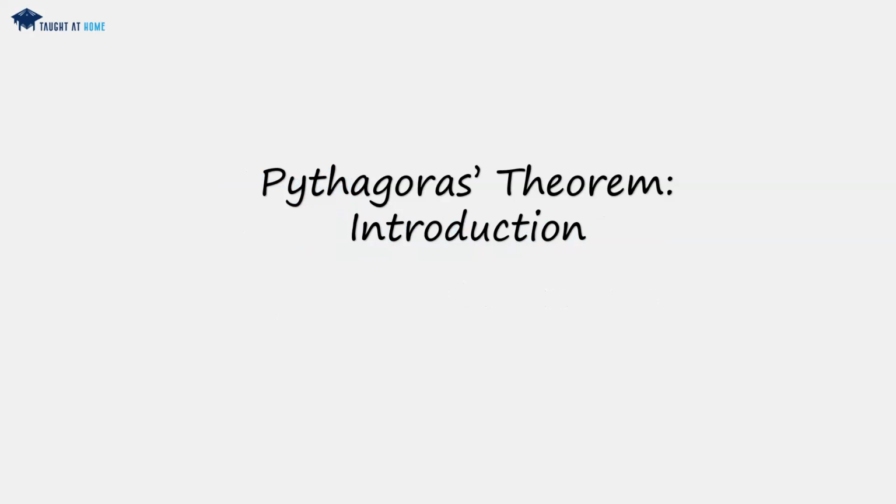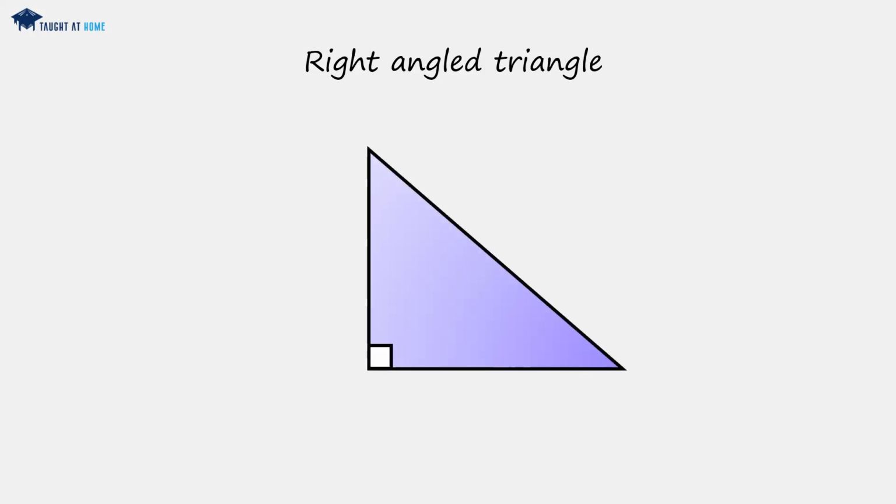Pythagoras' Theorem, an introduction. Let's take a right-angled triangle. We know it's right-angled because one of the corners is 90 degrees, which is represented by this square in the corner.